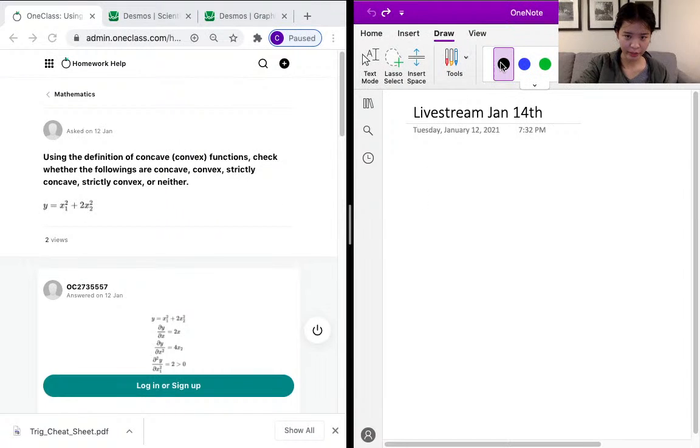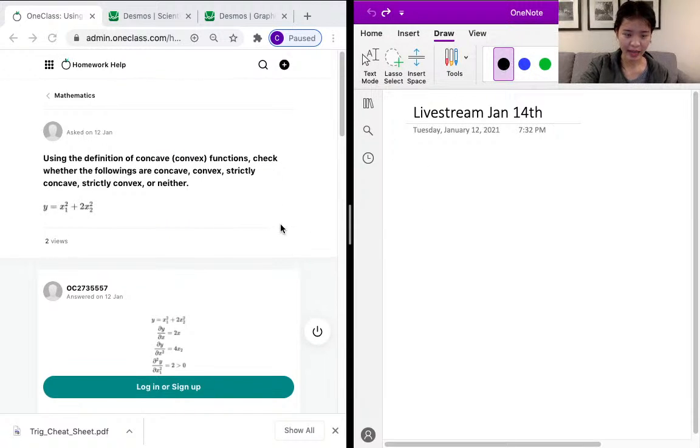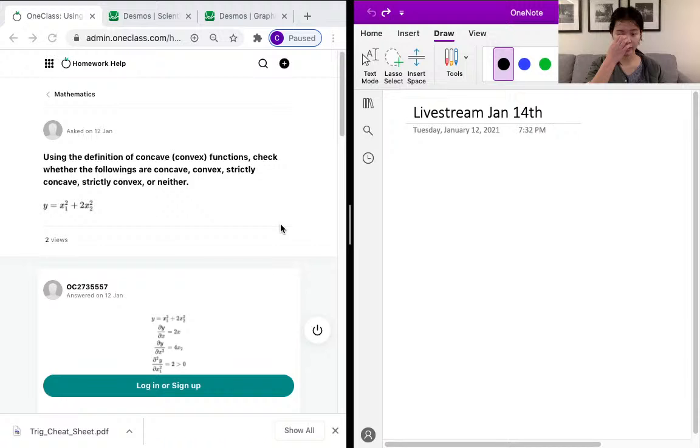So here's our first problem, and this problem is asking us to use the definition of concave or convex functions to check whether the following function is convex, concave, strictly convex, or neither.